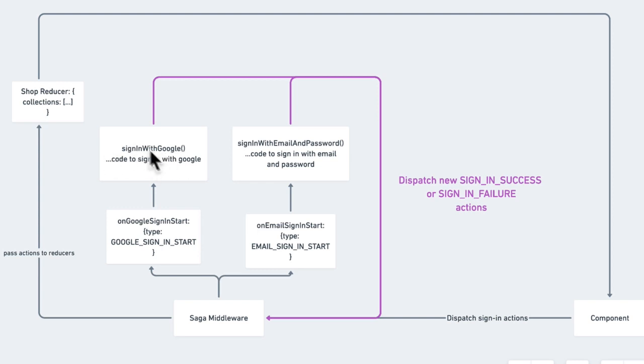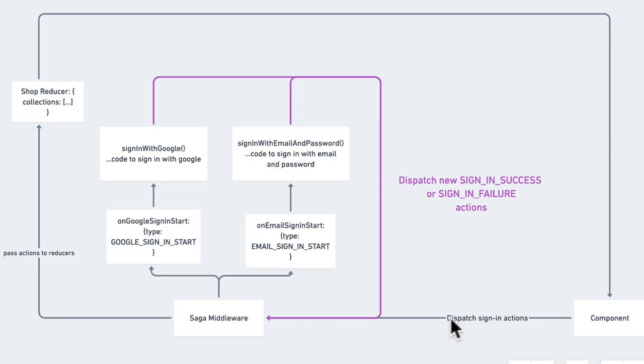That new generator function that we had. This sign-in with Google generator function has all the code to sign in with Google. And then what it will do, depending on the success or failure, is dispatch new sign-in success or sign-in failure actions, which go back into the Saga middleware. Saga middleware determines that none of the sagas need or are able to consume those actions, and then it passes those actions to the reducer.